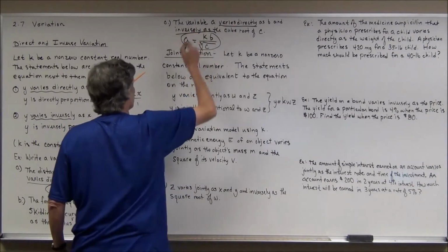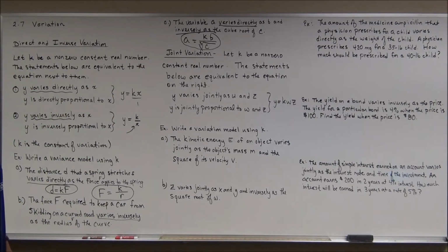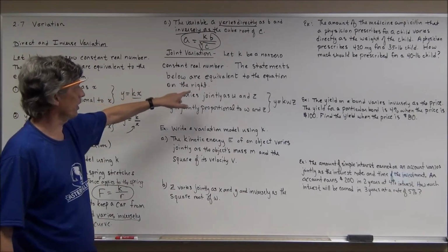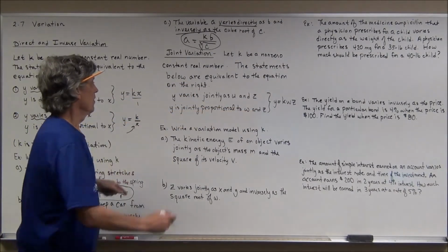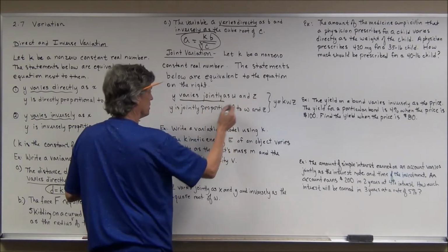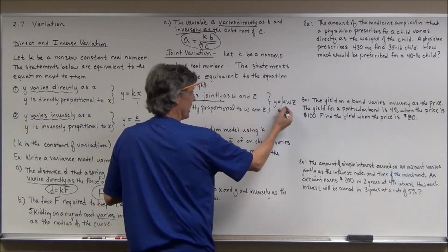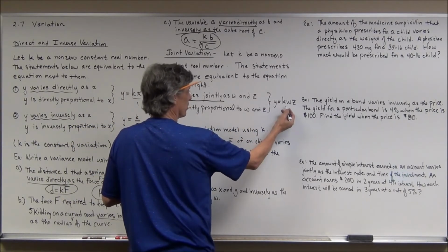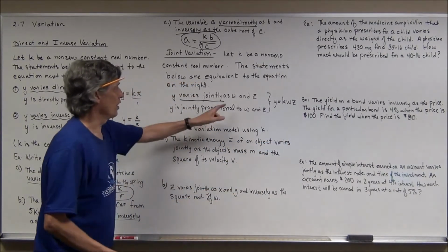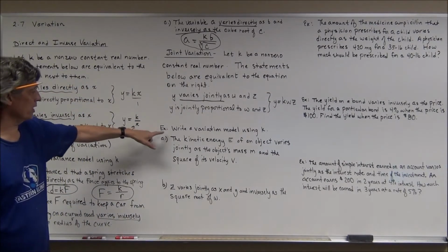Varies directly, varies inversely. And of course, joint variation. Let k be a non-zero constant real number. The statements below are equivalent to this equation to the right there: y varies jointly as w and z, or y is jointly proportional to w and z. Notice it's kind of like direct variation. It's in the numerator, not in the denominator, but there are 2 variables involved. That's the name, joint variation. So we'll try that in a couple of examples.